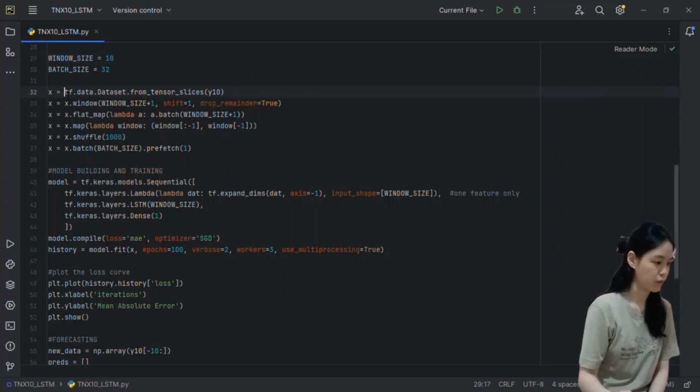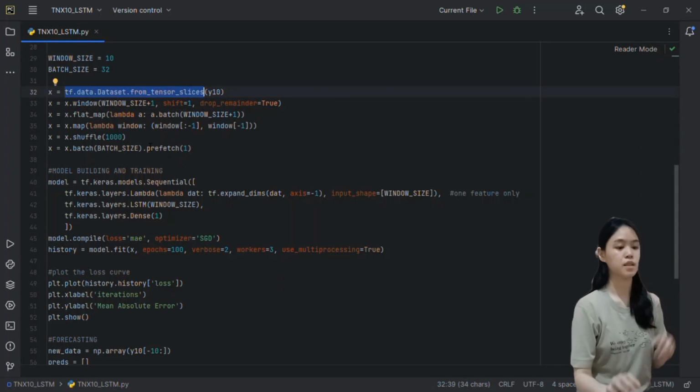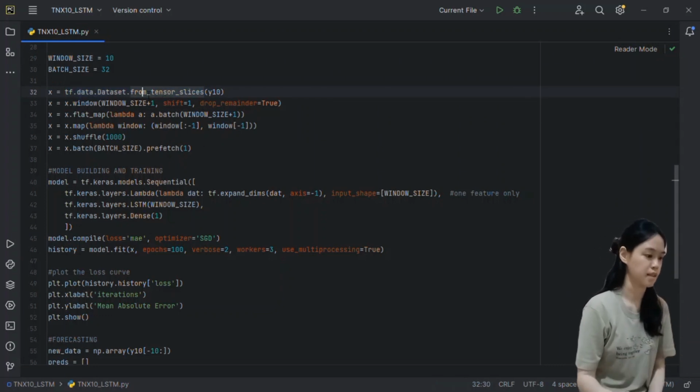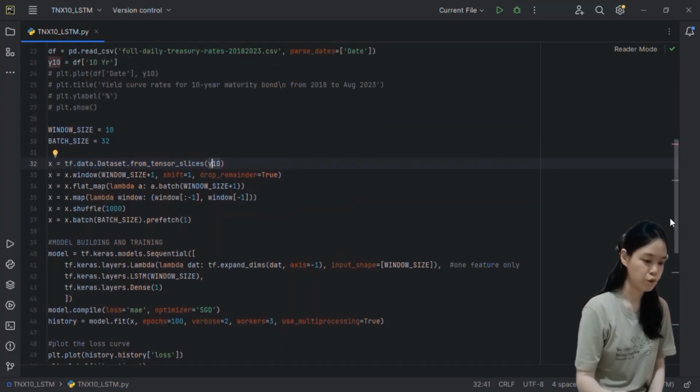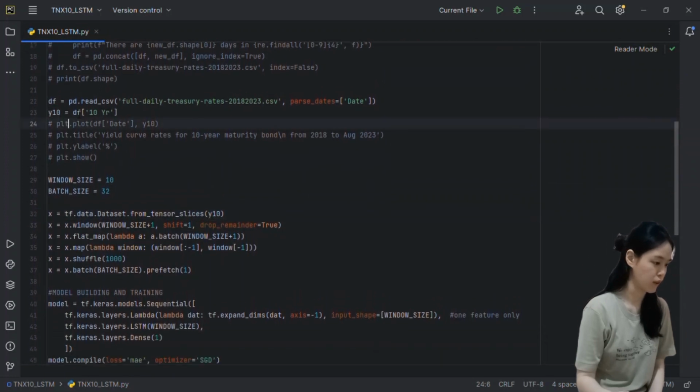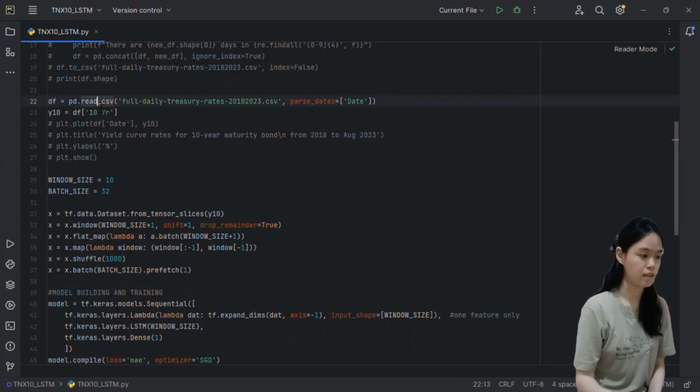Okay, so first of all, we should change the type of our series from a pandas series to a TensorFlow dataset with the function from_tensor_slices. If you look at the definition of Y10 here, it's a column of DF, and DF is a pandas data frame.